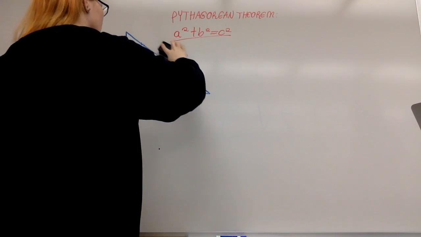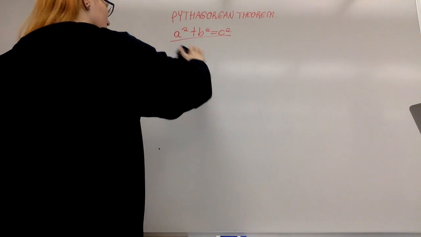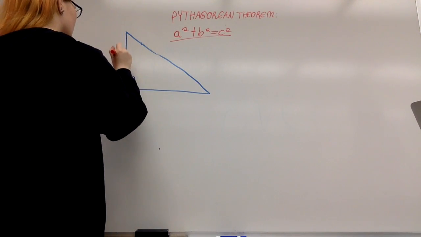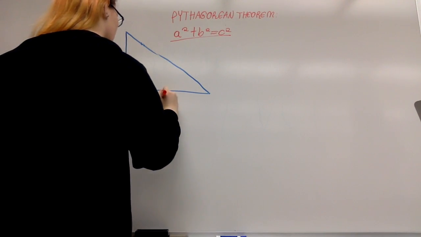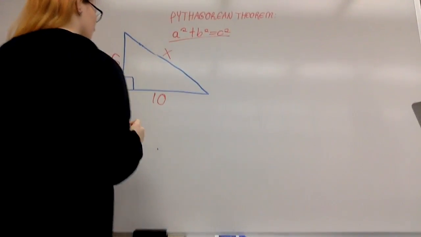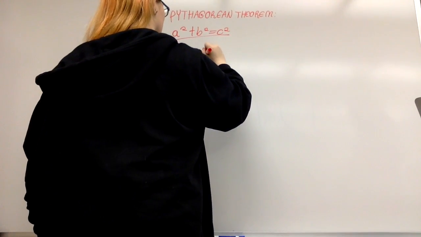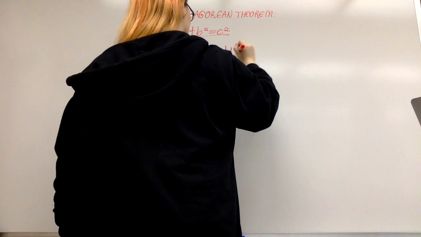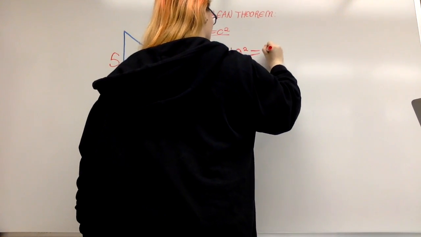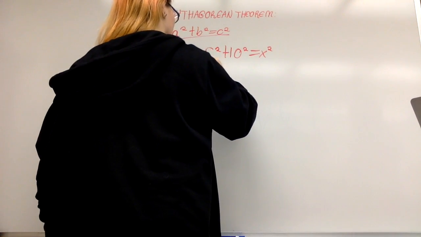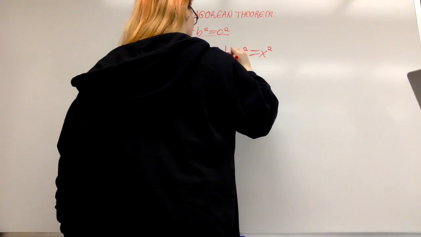Alright, so let's practice. First, set up your equation. In this example, you can plug in the side lengths to come to 5 squared plus 10 squared equals x squared. Next, square what you can. Then, add together 25 and 100. Lastly, find the square root of 125 to find x.